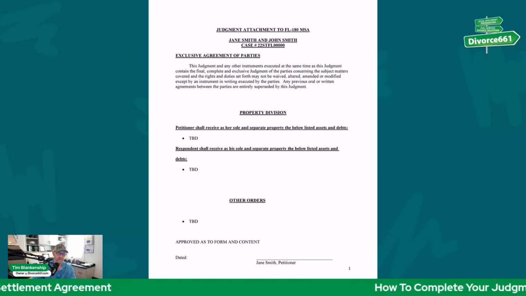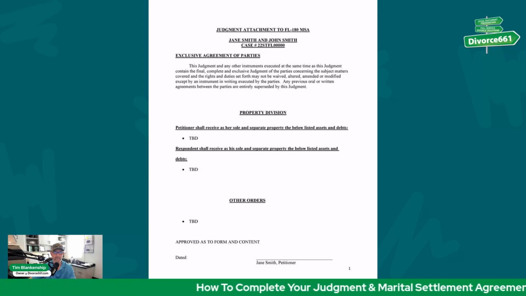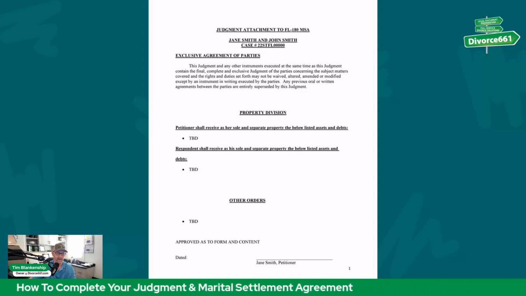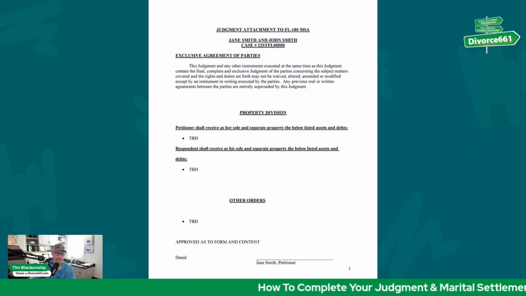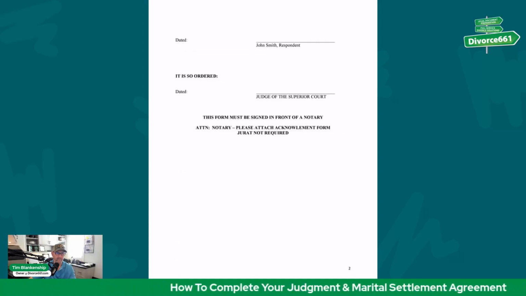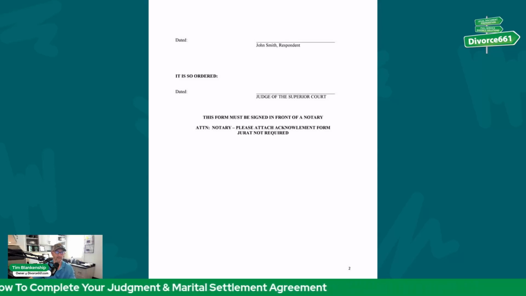Other orders. So if it's not an asset or debt division and you just want to include some narrative here, maybe it's how the house will be sold or just something that wouldn't fit in here, include that. And then all you need to have here is the signature line somewhere for the parties to sign. So approved as to form and content, petitioner's name, respondent's name, place for the judge to sign. And this is what will be the last pages of your judgment.